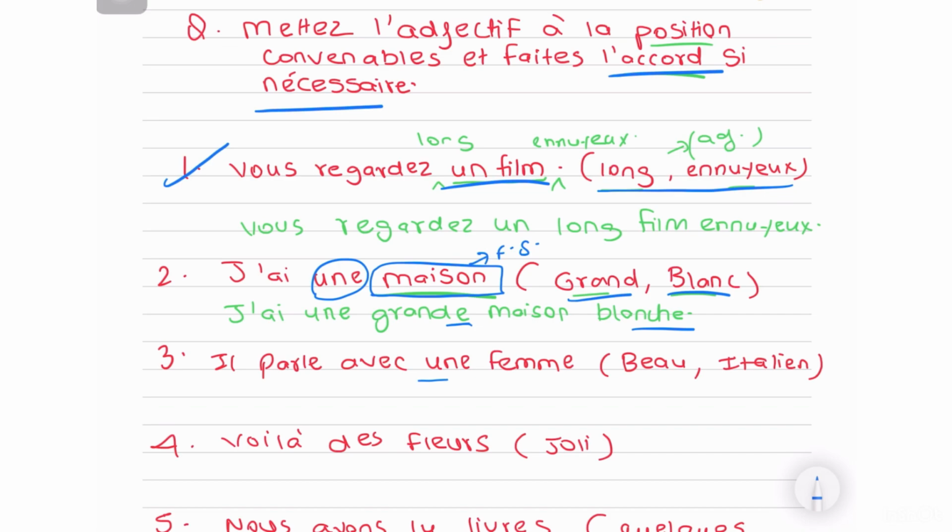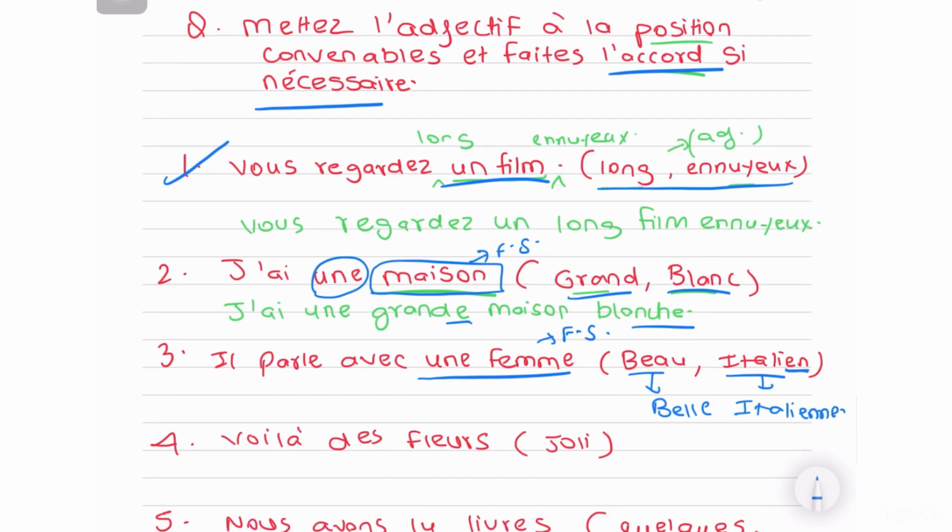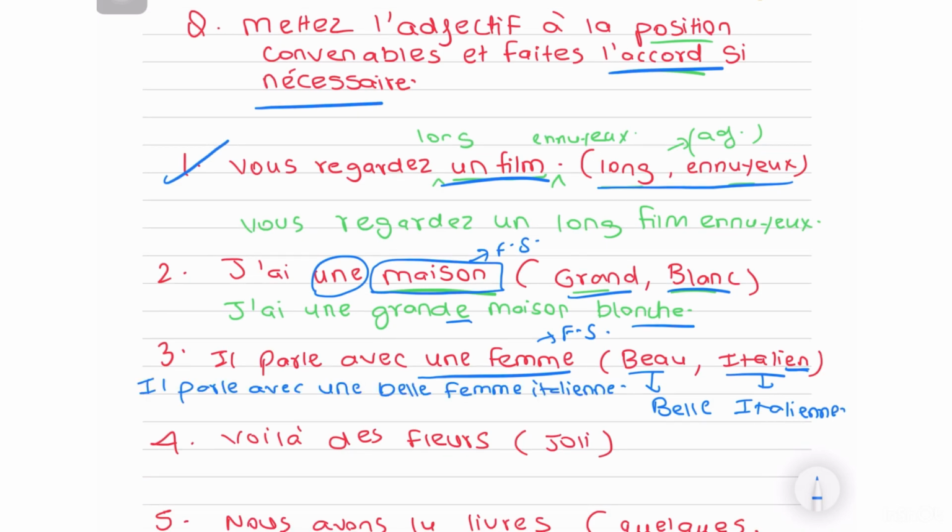So here we're talking about une femme. Alright, beau, that is again the beauty, so it will go before. Italien, nationality, it will go after. Now, femme is again feminine singulier. So beau becomes belle. Italien ends with en. It will become italienne. And my final sentence is, il parle avec une belle femme italienne. He's talking to a beautiful Italian woman.